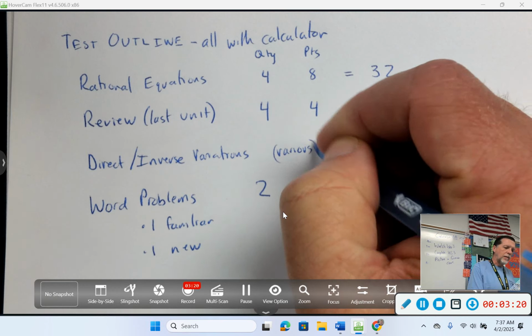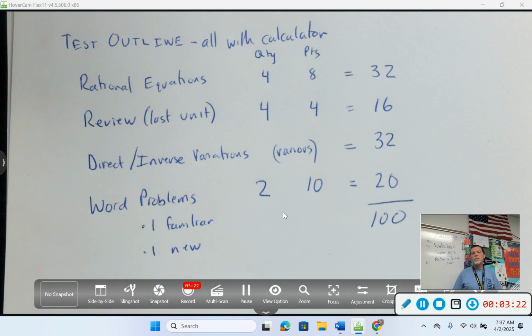Various, I guess, in that blank. It's weird leaving it blank. 32 points worth of direct and inverse problems.